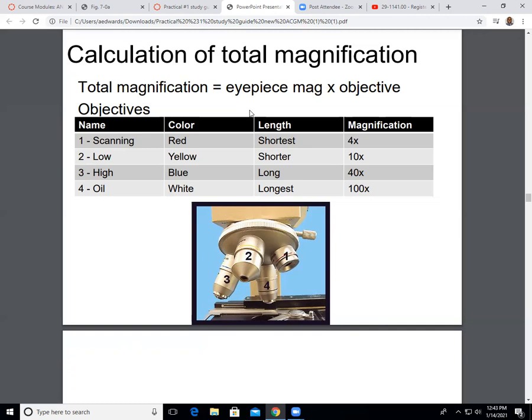Now here's those different objectives. Most of yours are going to have 3 or 4. Most will have 4, you might have a few in here that just have 3.